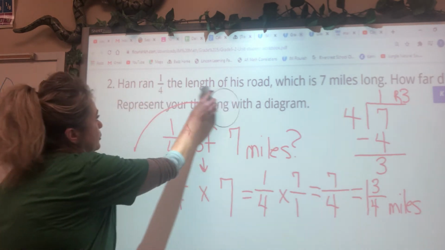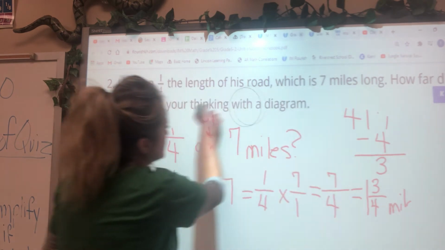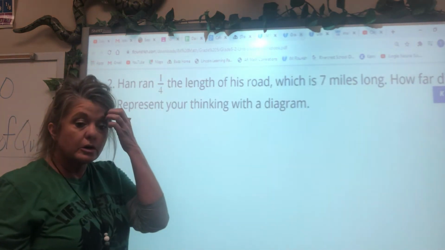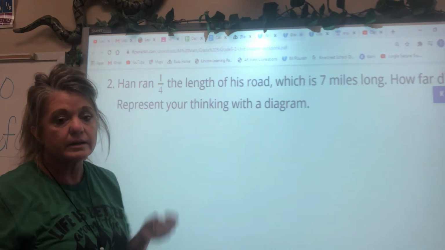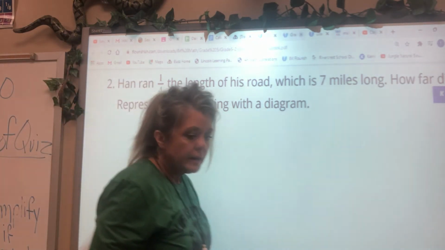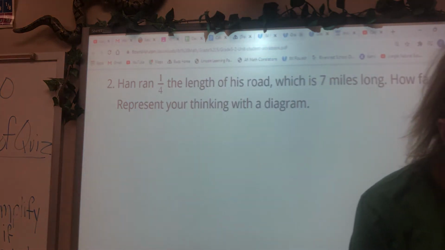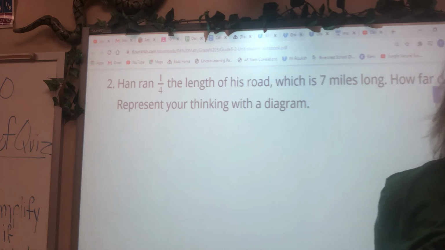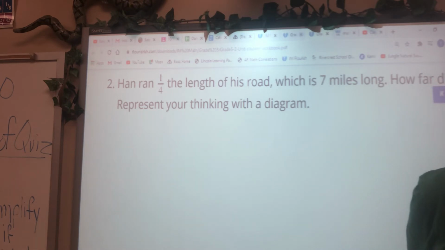Now, I want you to take your card set that you were supposed to have cut out this morning, and on page 106, it gives you a situation. On page 106, it says that Han, Lynn, Kieran, and Jada together ran a 3-mile relay race. They each ran the same distance.